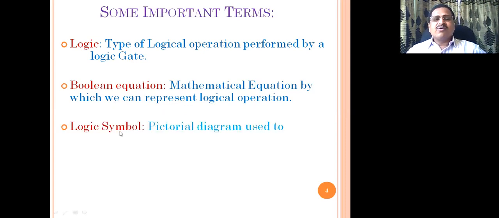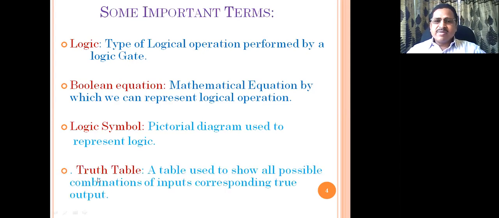Then we have one more term that you will always find in the content of the paper 2 syllabus, that is logic symbol, or simply called a symbol. It is a pictorial diagram used to represent a logic gate or logical operation. That diagram is called the symbol of a logic gate.